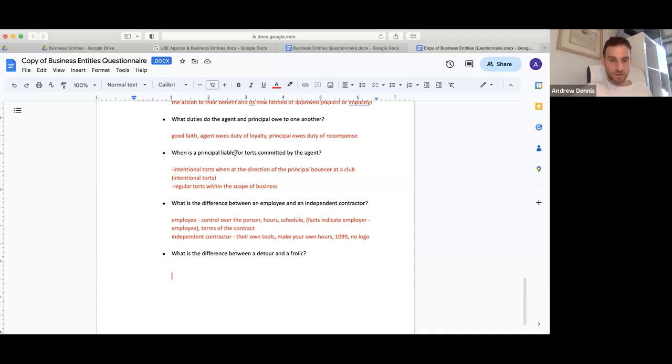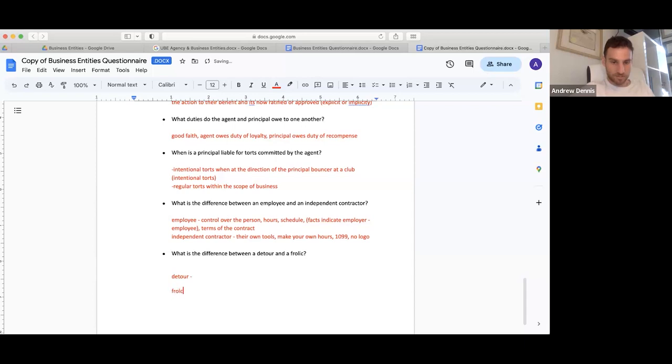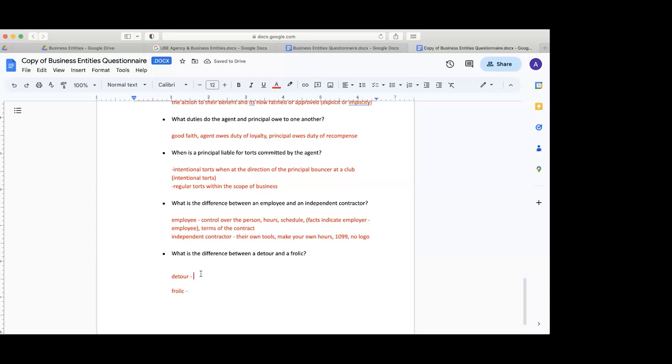Okay, what is the difference between a detour and a frolic? Last question of the day before a break. Good question. We did this before the recording, right? A detour, as Paul mentioned, is a slight deviation from what was in the scope of employment, and a frolic is a gross deviation from the ordinary scope of employment.